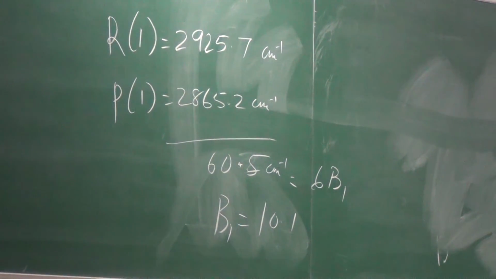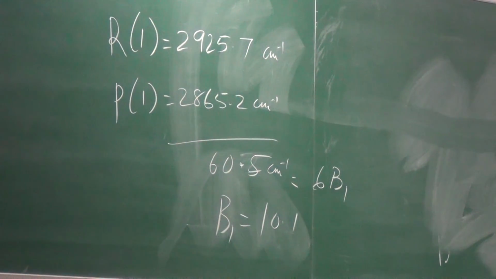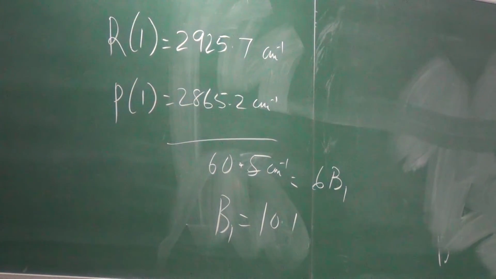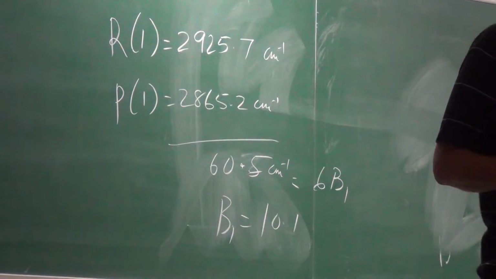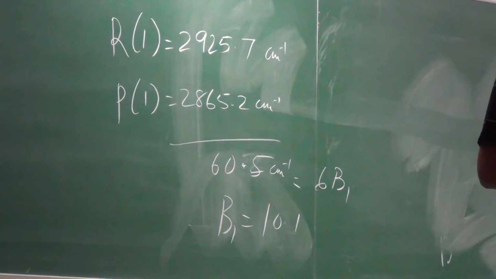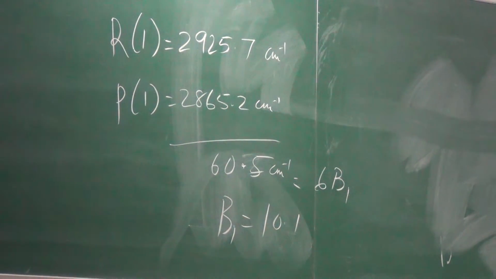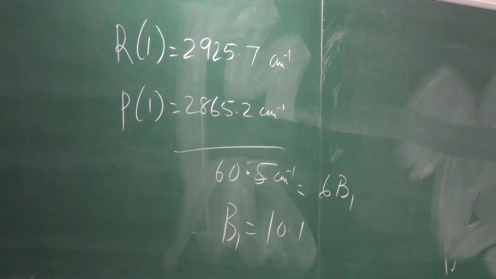Now that's my B1 value. I've got the B value in the upper state. But you don't stop with that. You don't take one set of readings, always. You must always cross-check your numbers by doing something else.